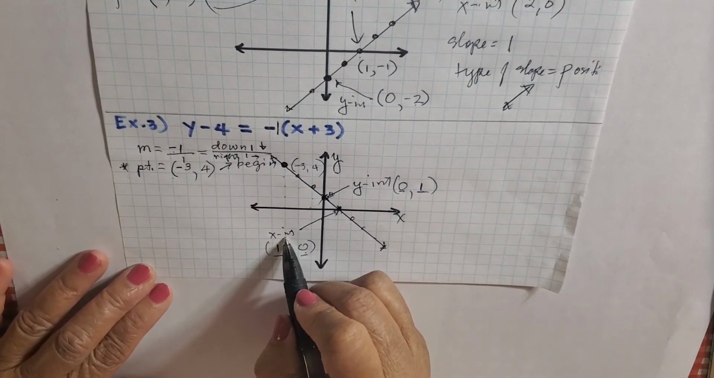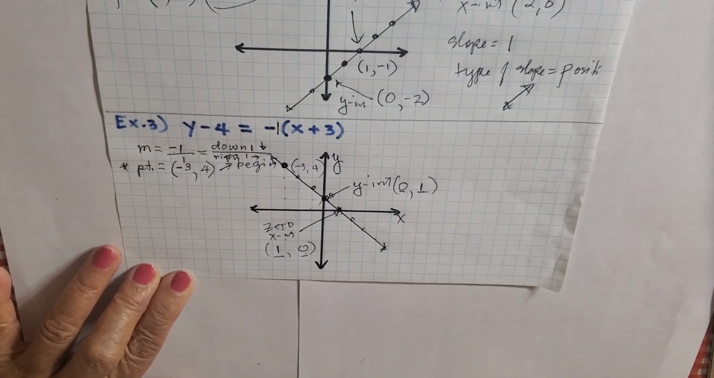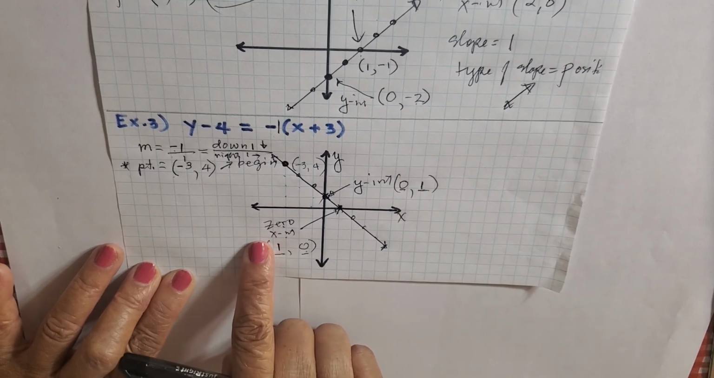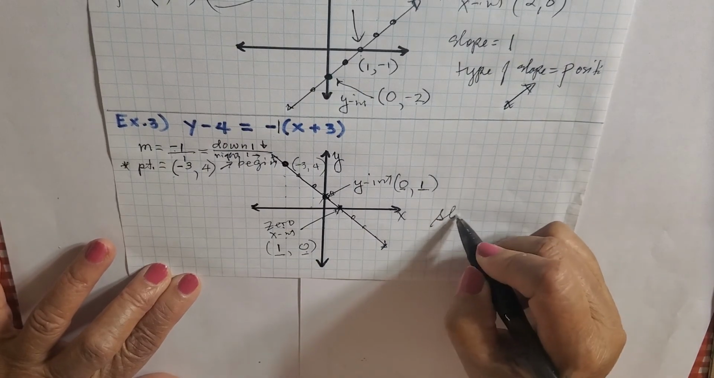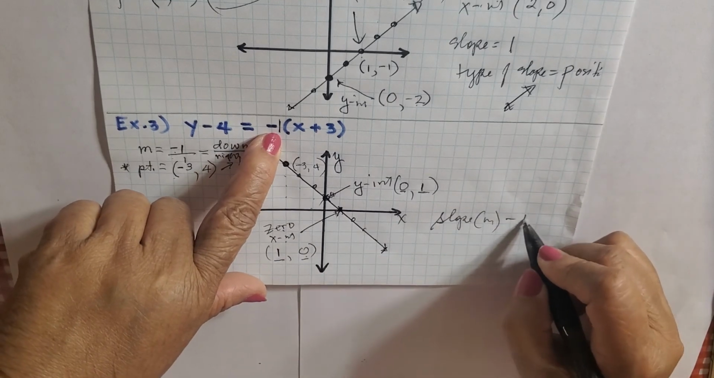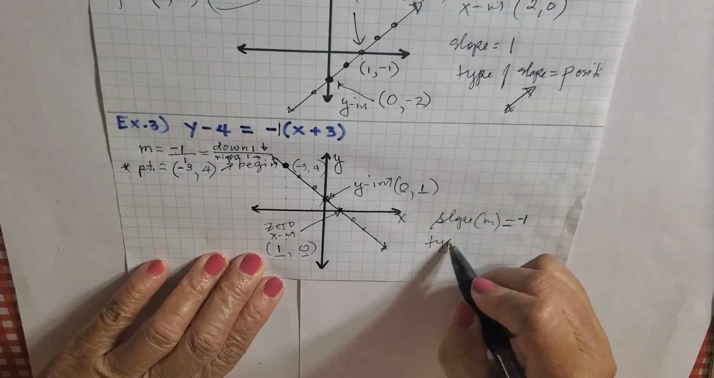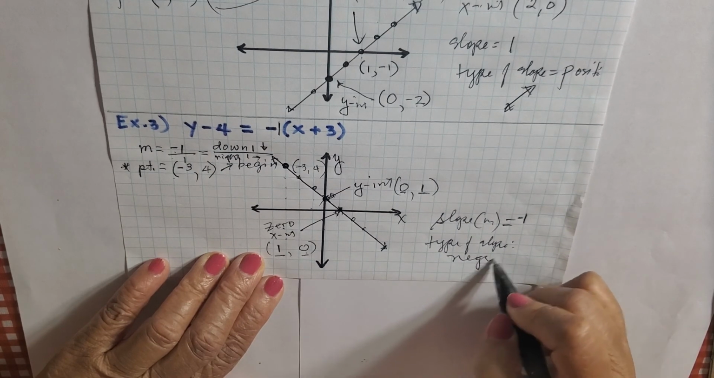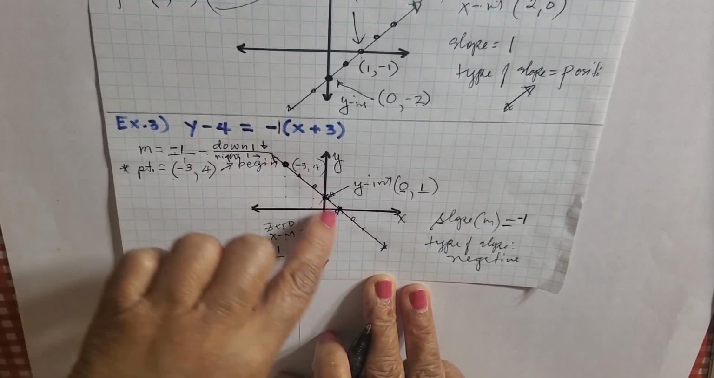And what's the other name for x-intercept again? It is 0. So y-intercept: number on the y, x is 0. X-intercept: number on the x, y is 0. What is the slope m? The slope m is -1. And since it is negative, the type of slope will be negative. Let's check if the line is negative. There you go. It's negative because it is falling down.